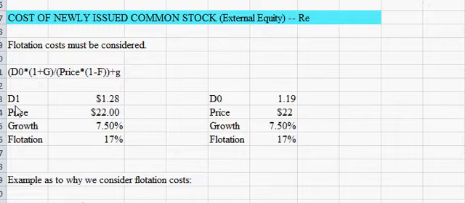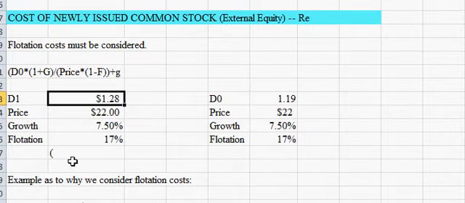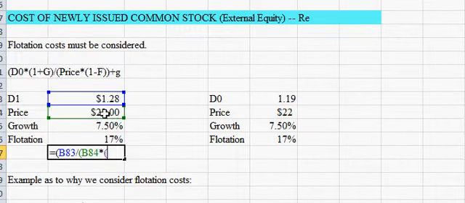And again, this is simplified somewhat if the dividend is what's going to be paid, the $1.28 as opposed. So here we have a flotation cost now of 17%. So if it's the more simple formula, the formula is going to be D1 equals D1 divided by the price times 1 minus the flotation cost of 17%. And then we add to that the growth of 7.5%.